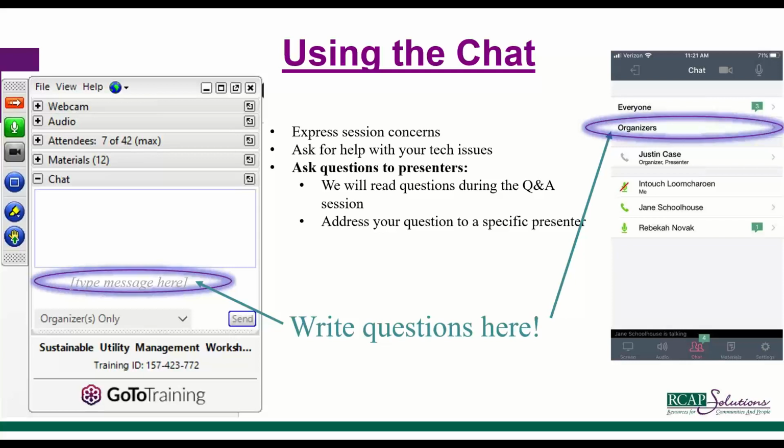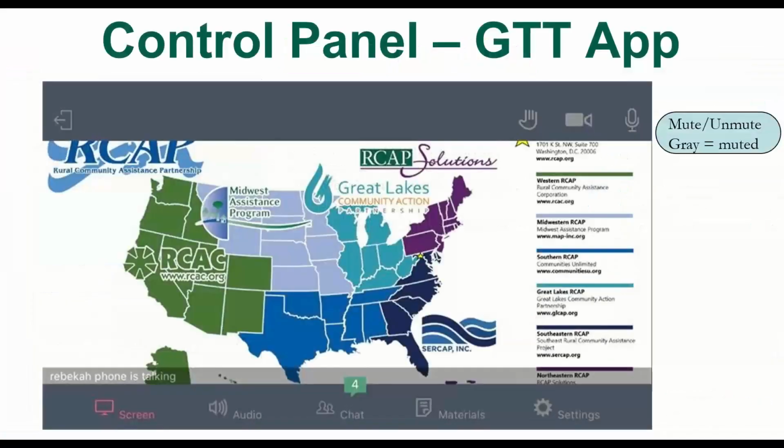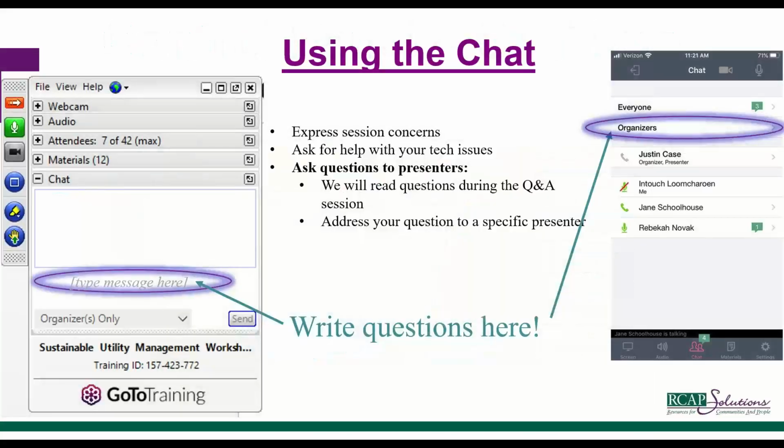If you're connecting via the app, meaning on a smart device, you'll just tap once on your screen and you can see all your control panel options. It'll look just like that. You can get to all the same things that everybody on the computer can do. And then lastly, this is how you find your chat box, under the little chat blurb icon. Everything has an icon these days. Let us know about your tech issues and ask your questions to the presenters. And that's it. Thanks, Kathy. No, thank you, Rebecca. That was great.